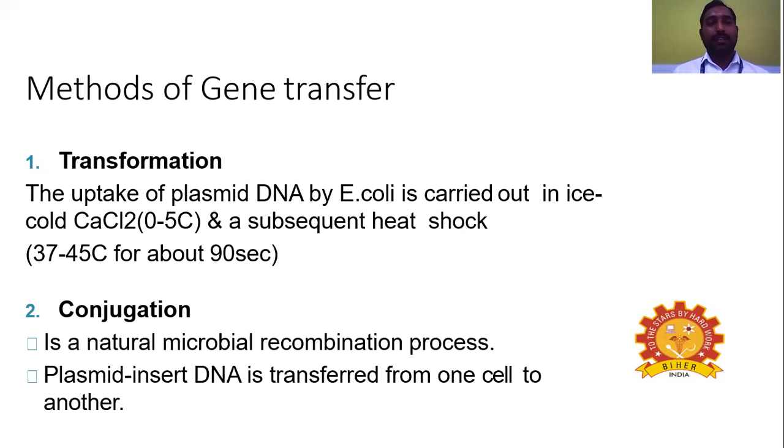These are a few methods followed in recombinant DNA technology for gene transfer. The first one is transformation. This method uses calcium chloride to enable the plasmids to enter the host cells through the creation of pores. And the next one is conjugation, which is a natural microbial recombination process. In this process, we can push the plasmid into the host cells.